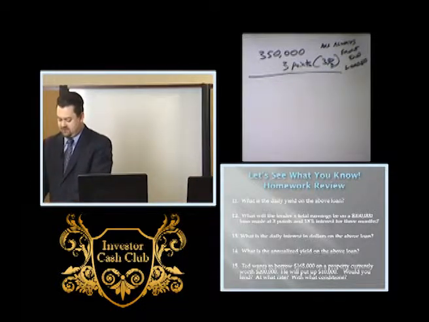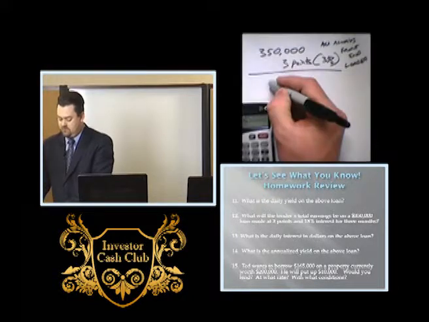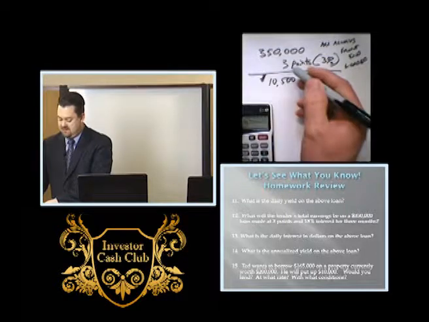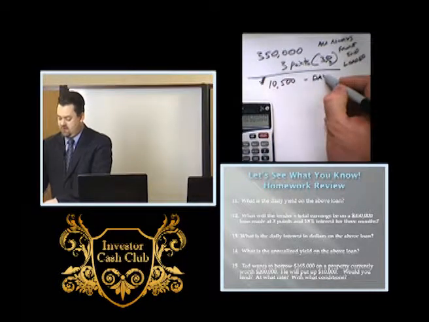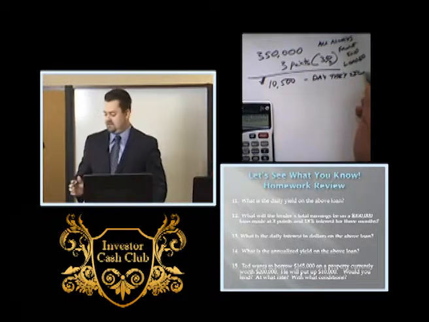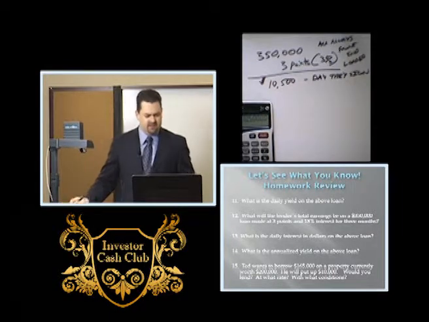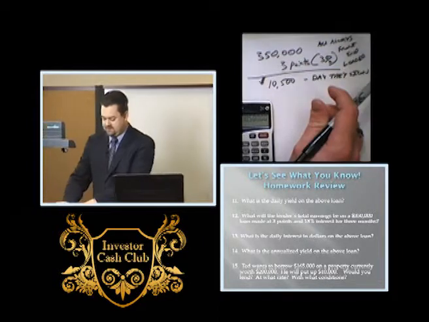So if we take $350,000 at 3 points, what that means is they're going to pay $10,500 the minute they sign. So this is day one, and we have now earned $10,500 from the moment they sign on this deal. Okay, because points are always front-end loaded. Now, what else do we have on this deal? It's an 18% interest for 3 months.